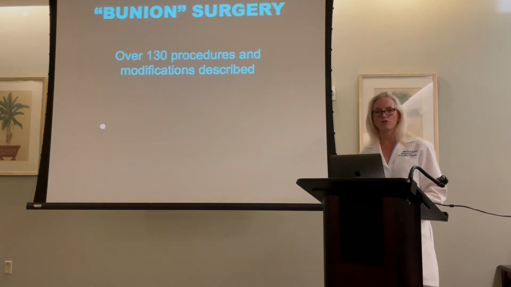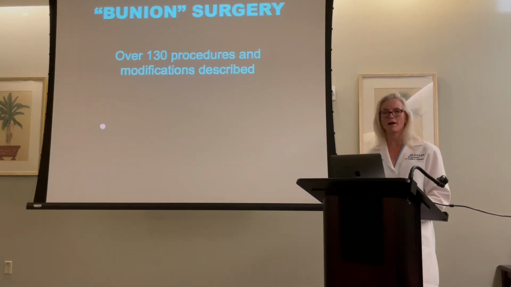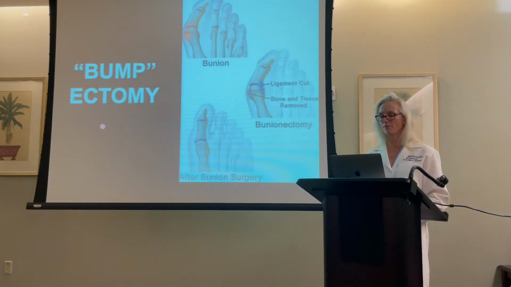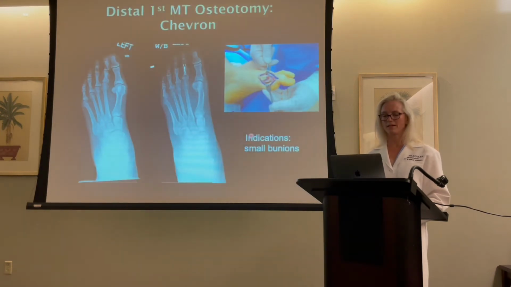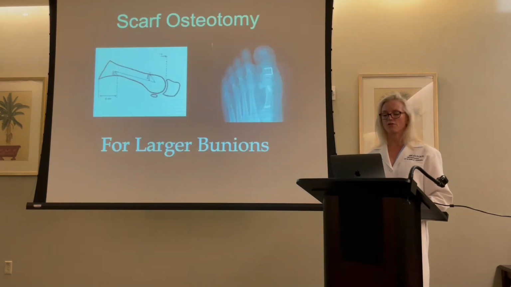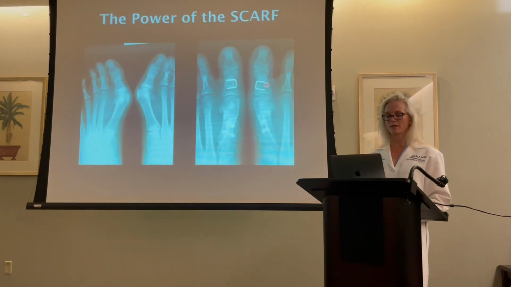So for bunion surgery, there are well over 130 procedures and modifications described. There is the simple bumpectomy, where you remove the bump. There is the Akin, where you take a wedge out of the big toe joint and straighten the toe. There is a distal osteotomy, meaning we cut this part of the bone and shift it over. There's the scarf osteotomy, which is a bigger cut, and it's not only a shift, but an angulation, where you can take larger bunions and make them straight.